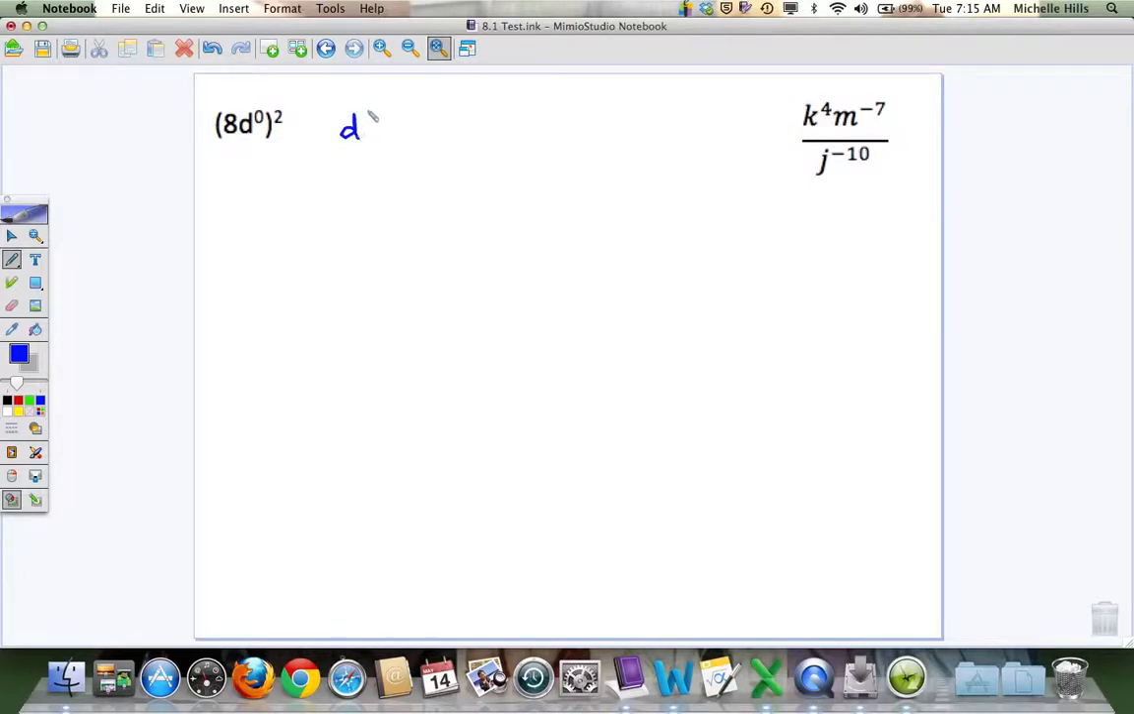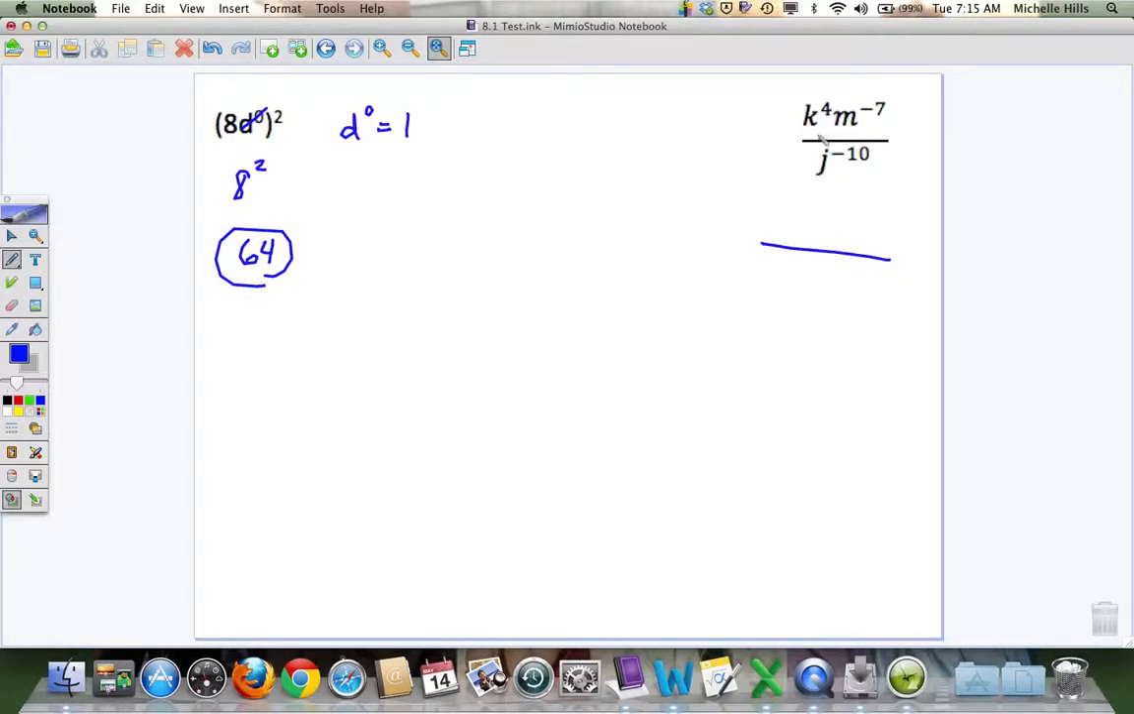Anything to the 0 power, d to the 0 power is equal to 1. It's not equal to d to the first. It's just equal to 1. So d to the 0 becomes 1. 8 times 1 is just 8. So this really becomes just 8 squared, which is 64.